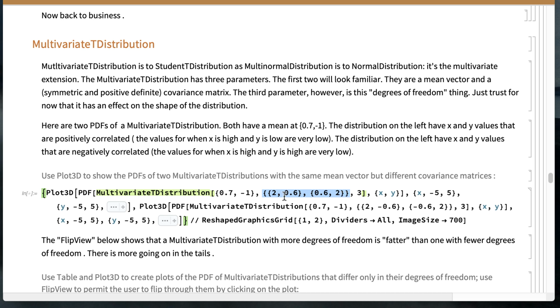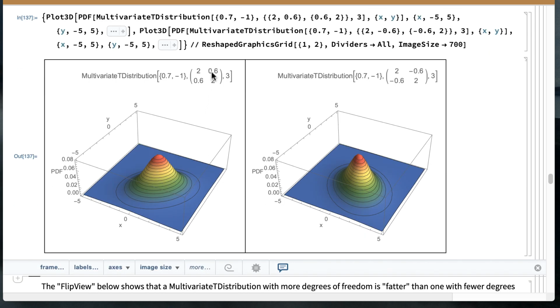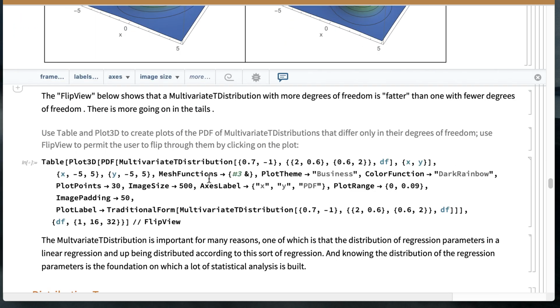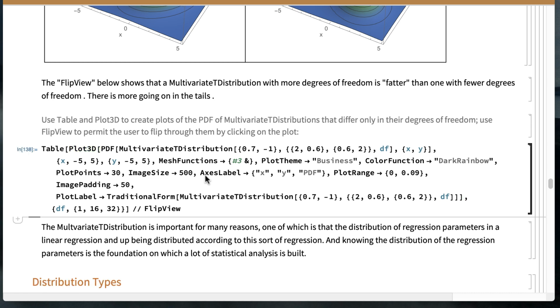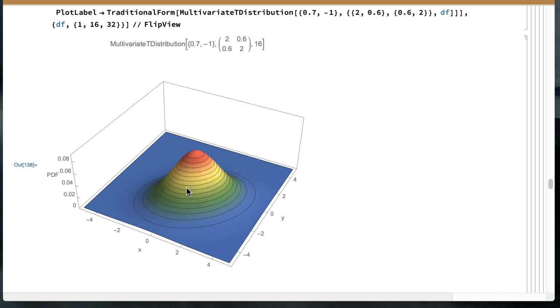In this instance, we have an x and a y. How do they relate to each other? So let's take a look, and it's the same deal where when this off-diagonal element is positive, we see that when x is positive, y tends to be positive. When this off-diagonal element is negative, when x is positive, y tends to be negative. What else could we see? We're going to make what's called a flip view here. And watch this. Flip, flip, flip.